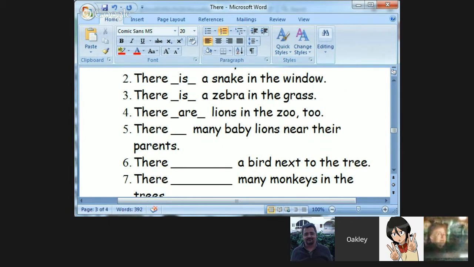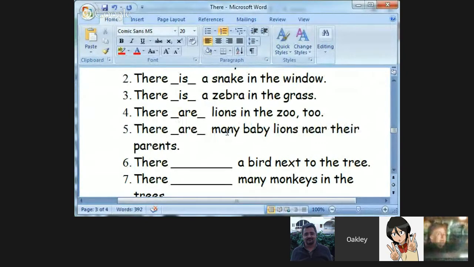Kimura? Are you connected? Oh dear. Sorry. Not coming in. Vicente, can you try this one? There are many baby lions near their parents.